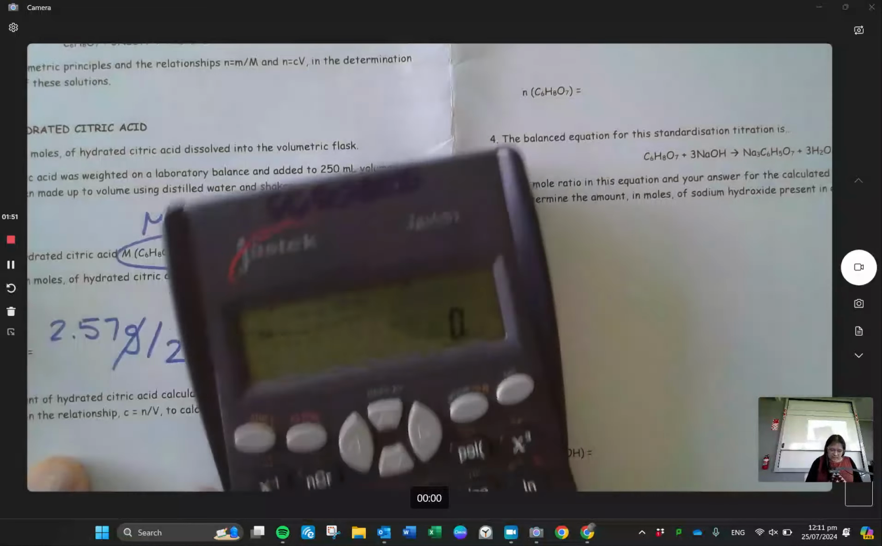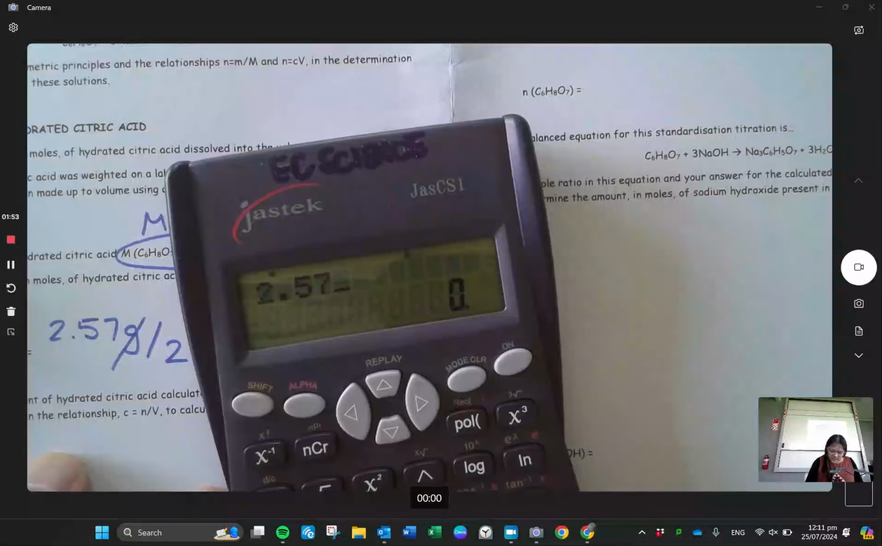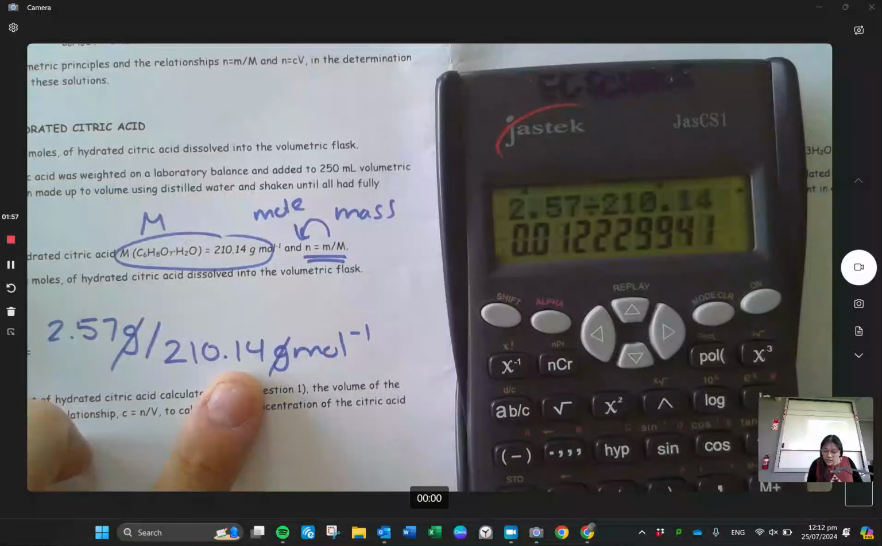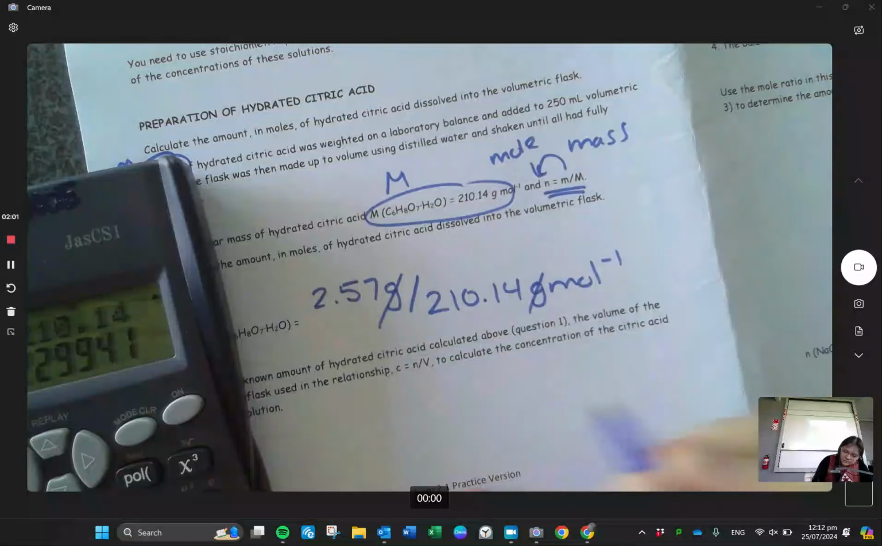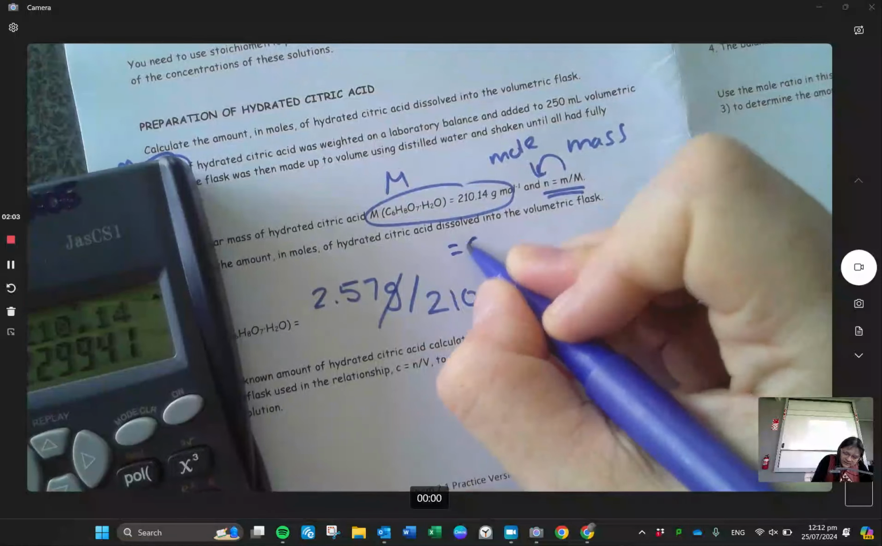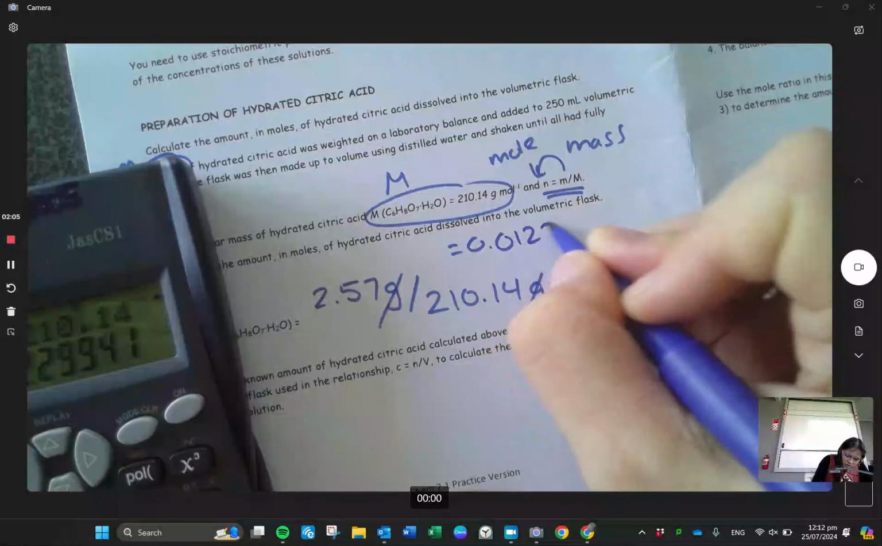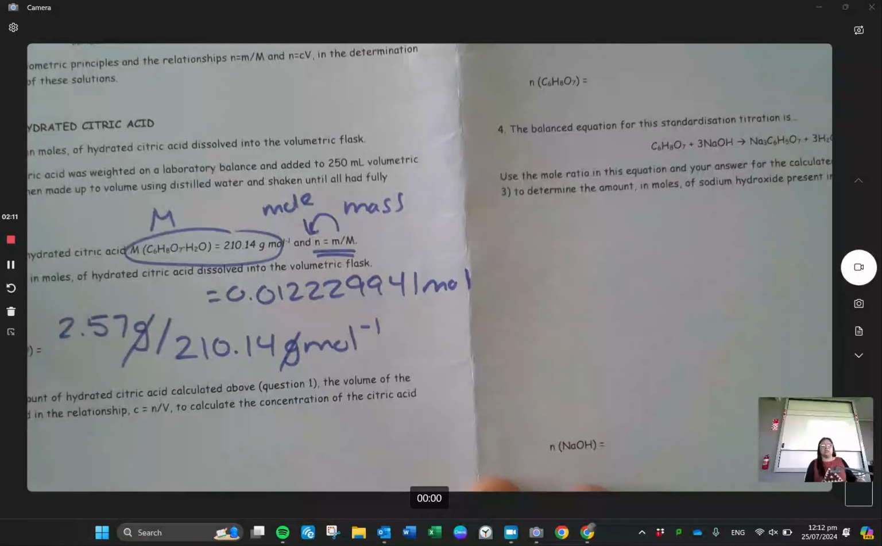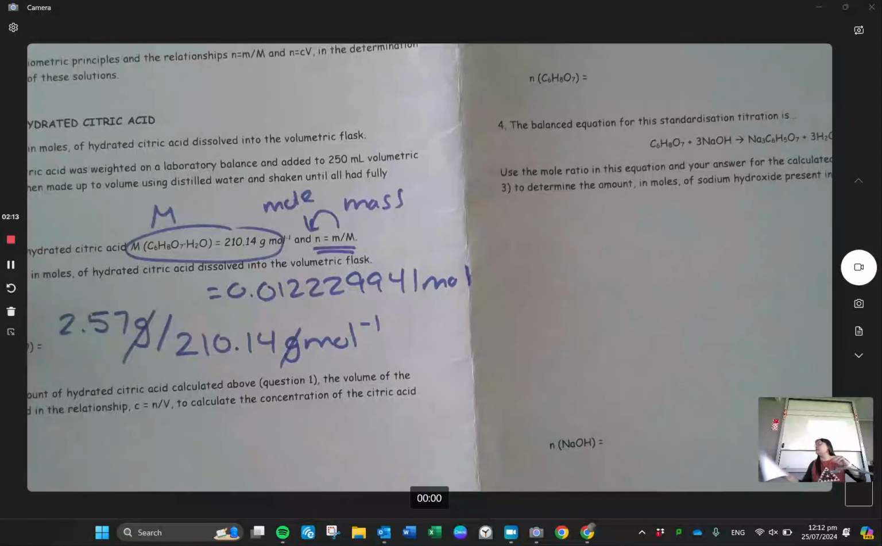So let's do that. 2.57 divided by 210.14, and I got that answer there. So my n value is 0.012229941 moles. Leave your answers nice and long until they say to do some rounding. If they don't do some rounding, then don't worry about it.